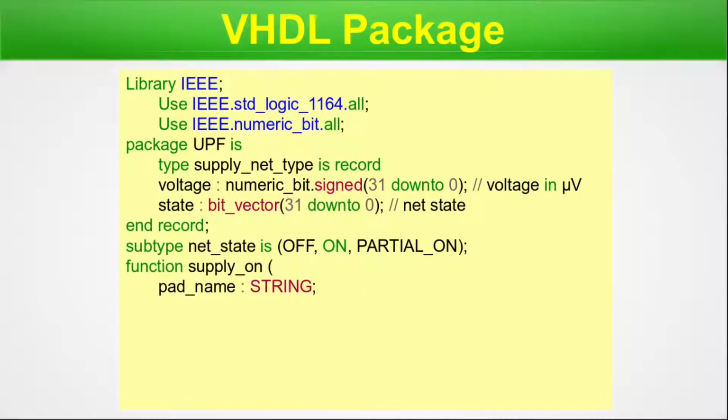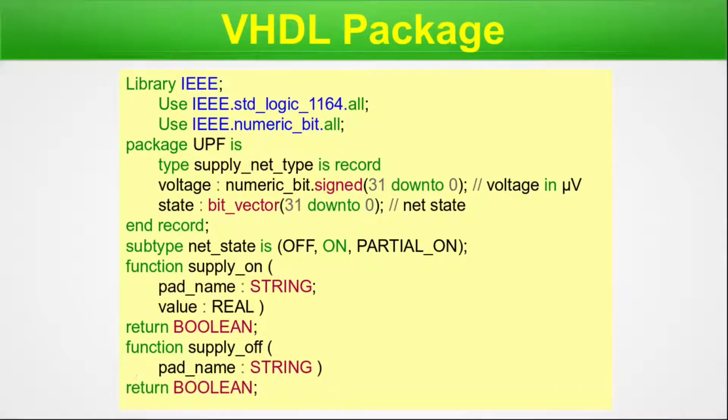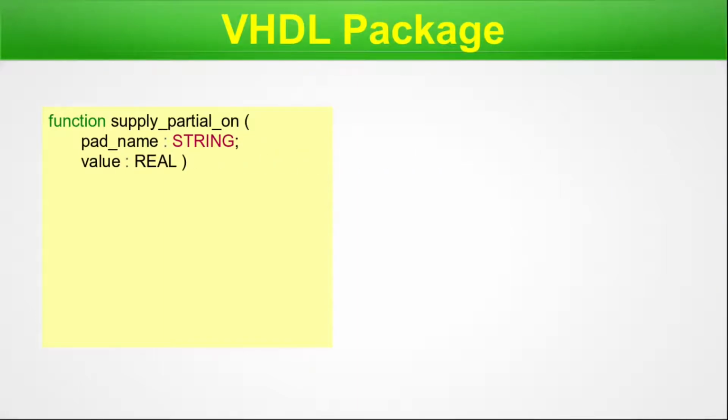Function supply on, pad name is string, and then value is real. Return type is boolean. Function supply off, pad name is string, return type is boolean. We are done with this slide, so let's move on. Function, then supply partial on. Although it's a new slide, it's a continuation of the previous thing that we are discussing. So this is function supply partial on, pad name is string, value is real, return type is boolean.